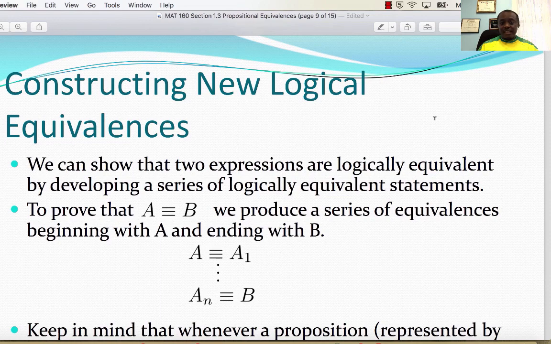Remember, I did say that you can verify the logical equivalence of two compound propositions by using a truth table, or you could do that in a different way. And this is the different way. To prove that A is logically equivalent to B, we would produce a series of logical equivalences beginning with A and ending with B. That's going to be fun.